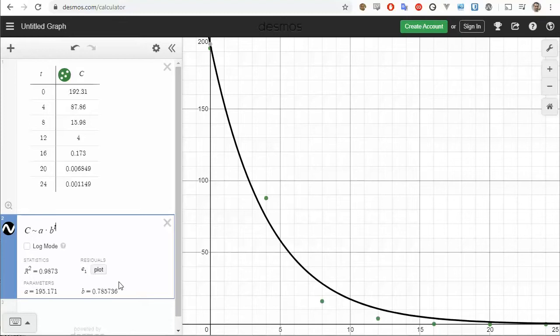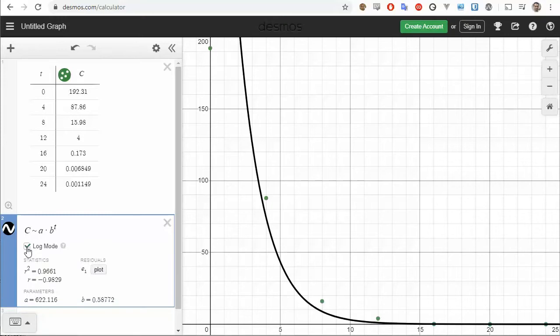Now, Desmos uses a different technique for regression than almost anyone else. So the results that we have here are not going to match the results that you would get from a TI calculator, from Excel, from almost any other piece of technology. And so because a lot of the times we need to match up with other technology, we are going to turn on this log mode. And this log mode adjusts Desmos's technique to match that of other technologies. So let's click that, and that will give us an answer that matches other technology.